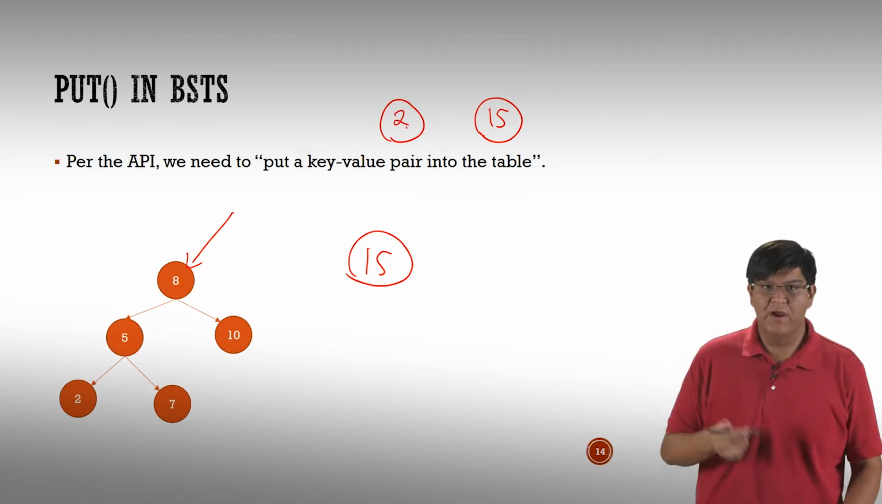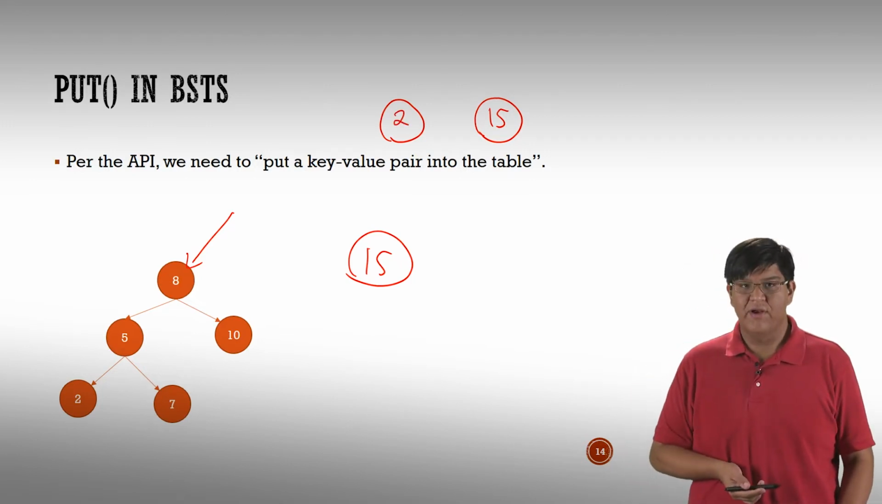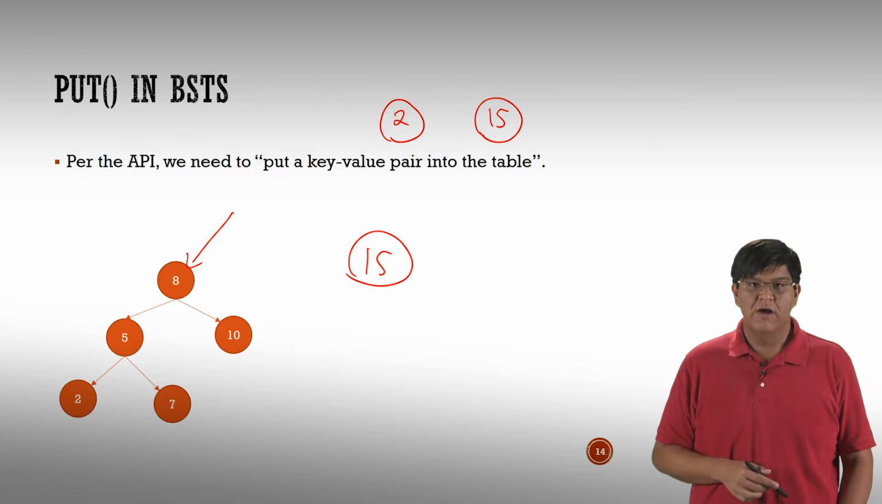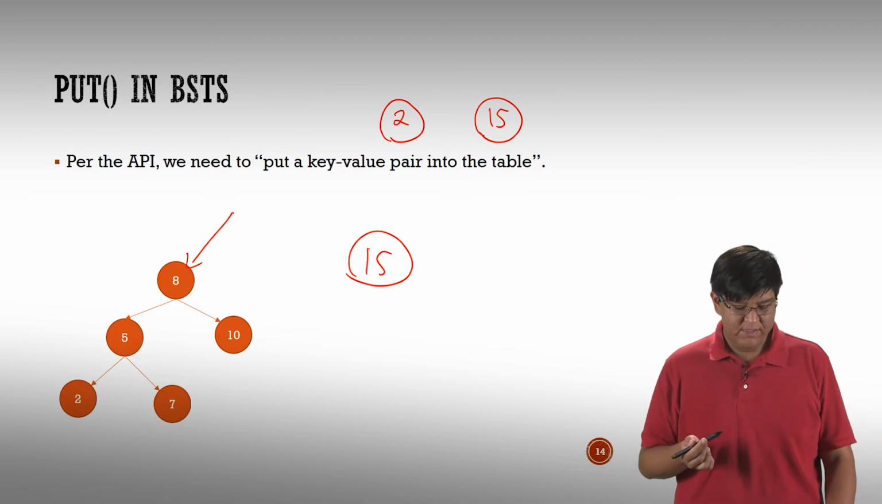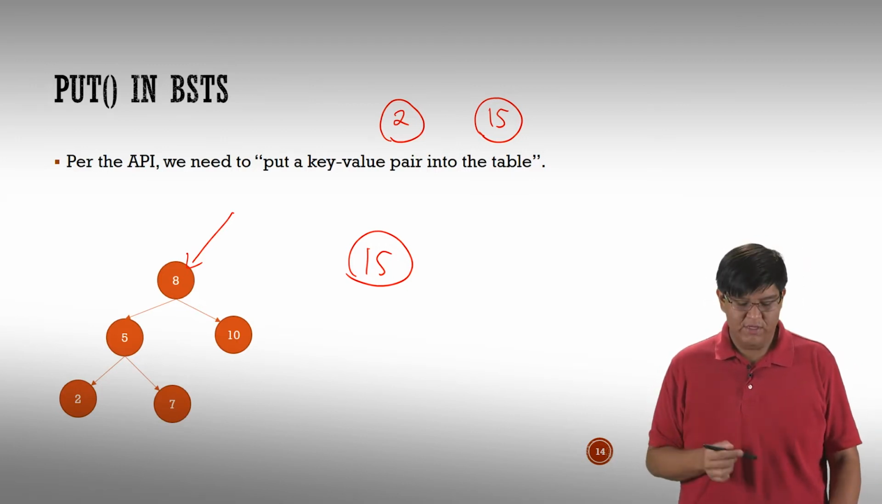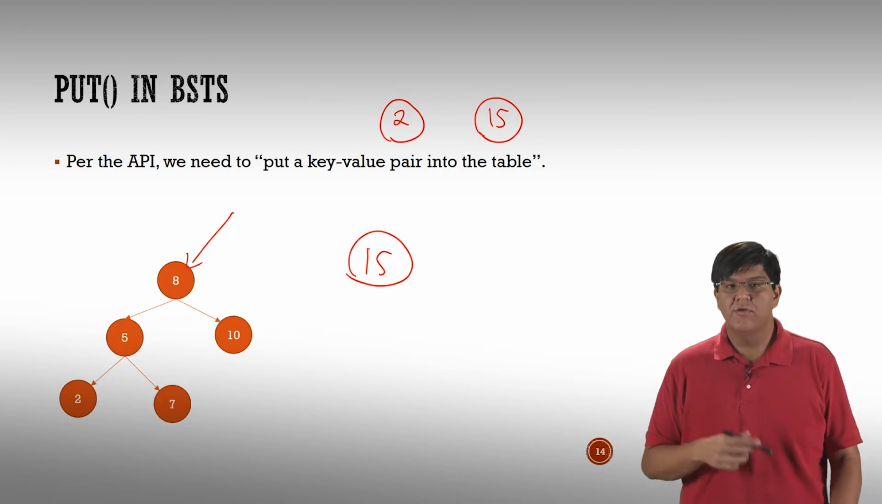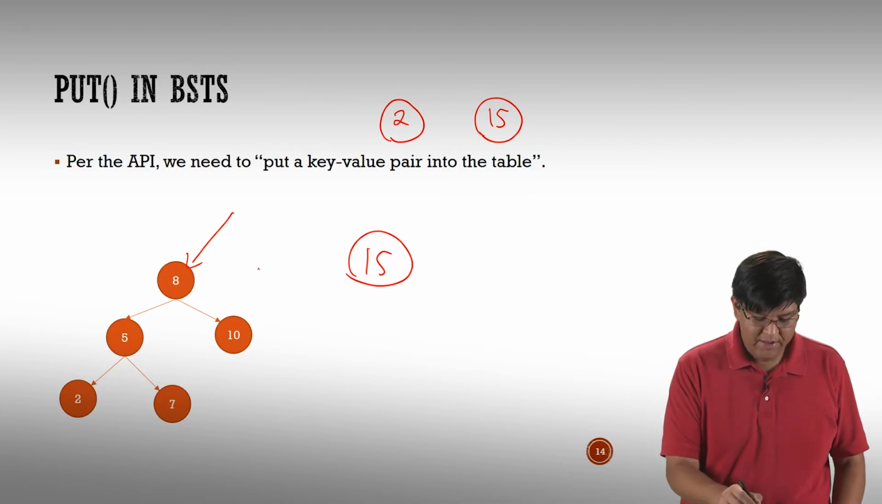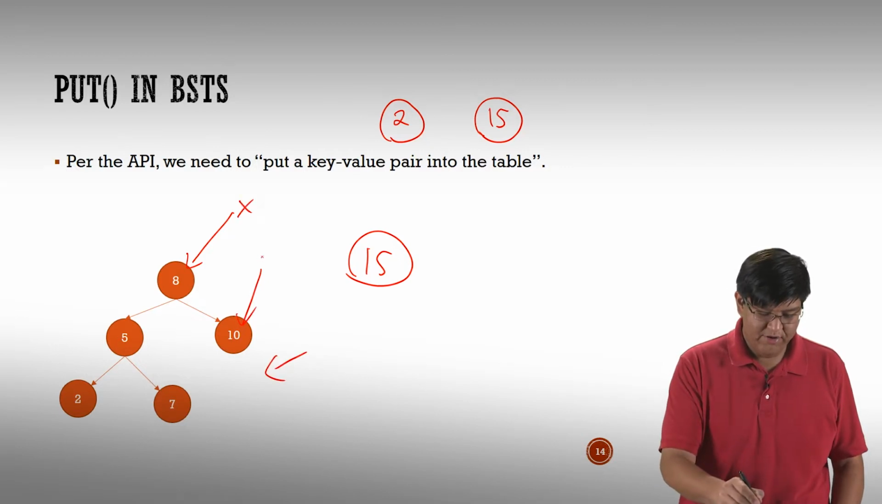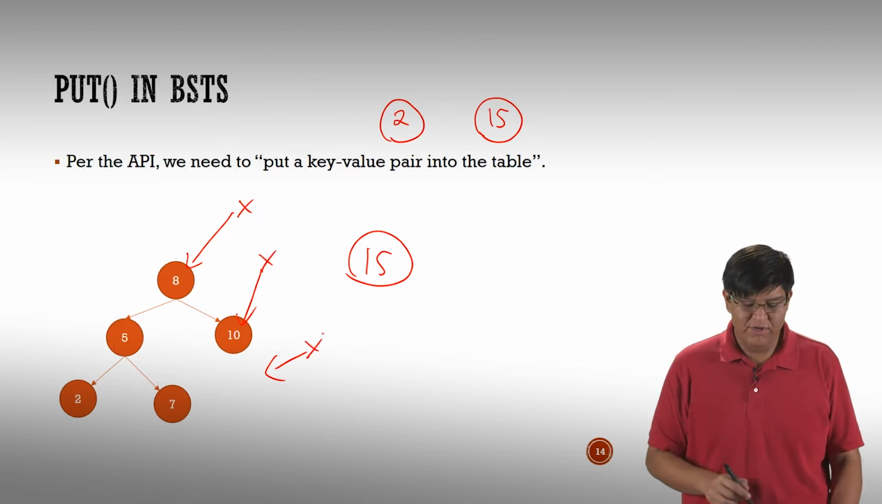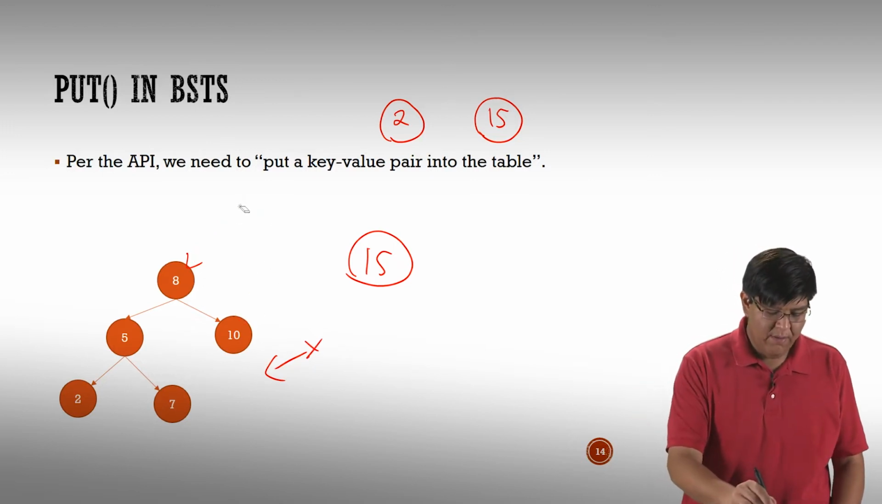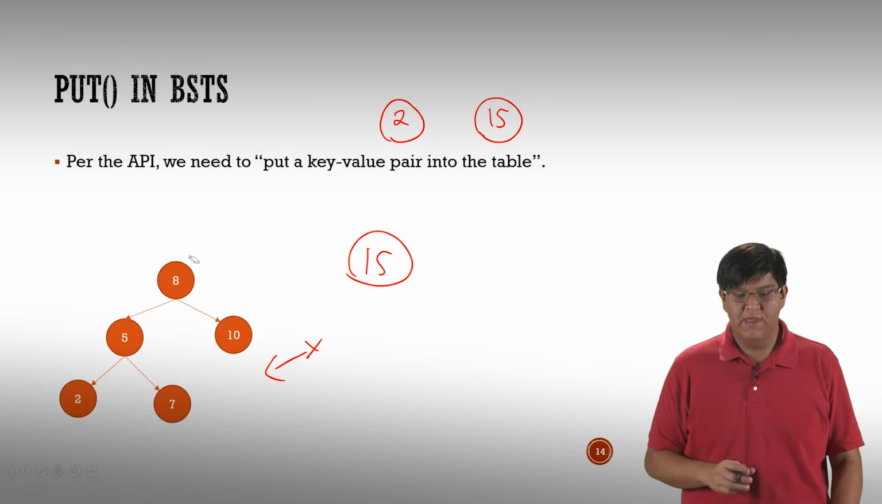So imagine you're doing get on 15. What happens? Start at 8, mismatch, it's too large, so I go to 8's right. That's a 10. That one's also a mismatch. 15 is larger than 10, so go to its right. Normally what would happen is I would trace through the tree in terms of get, and I would end up here looking at a blank space. And I'd be lost. That's actually perfect for put though, because then put says, you know what?